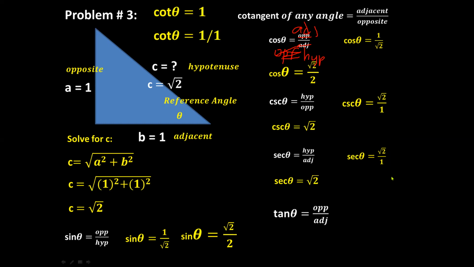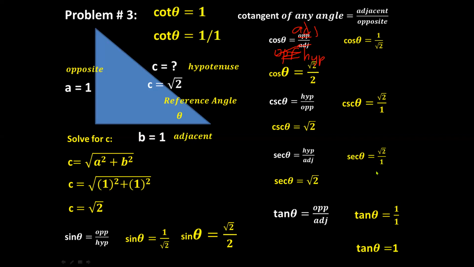Next. Tangent theta is equal to opposite over adjacent. So, ang opposite is 1. Ang adjacent is 1. So, 1/1 ang ating value ng tangent theta. But 1 divided by 1 is 1 if we're going to simplify this. Tangent of theta, finally, is equal to 1.